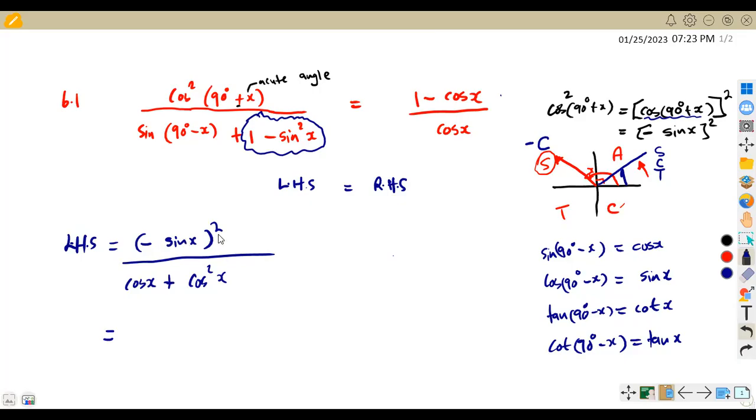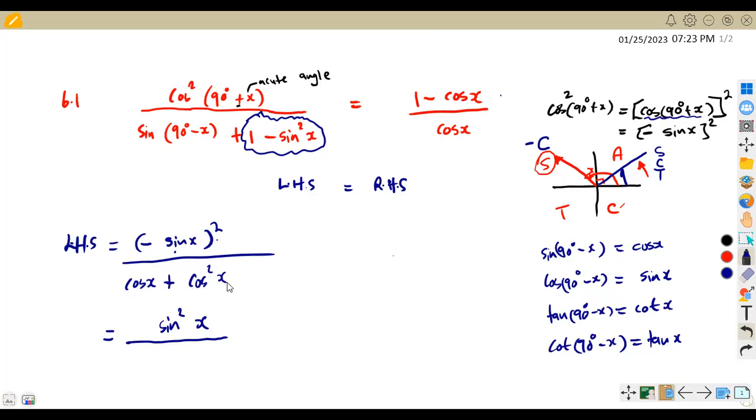Negative raised to the exponent of 2, that's a positive because it's an even number there. And sine to the exponent of 2 can be written as sine squared x. So that's what you're going to have. And in this case, do we have anything that we can do on cos x and cos squared x?